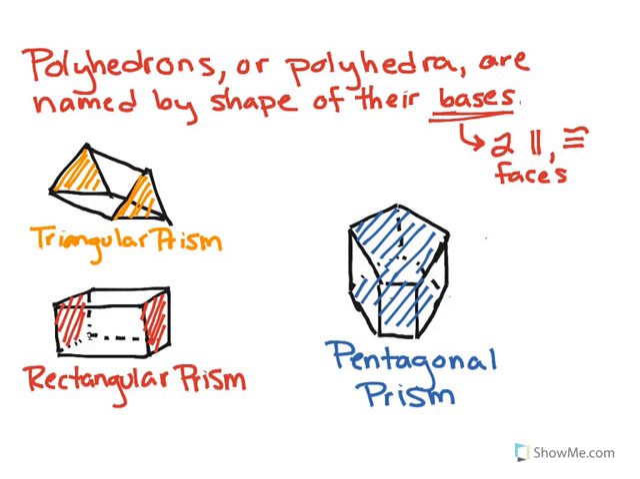Okay, so what if it's not a prism? What if we have polyhedrons that don't have two parallel congruent faces? Then they will typically be pyramids, and we're going to take a look at a few. Besides that, there's some very special ones that are called Platonic solids, and we'll review those after we go over the pyramids. So let's do that first.